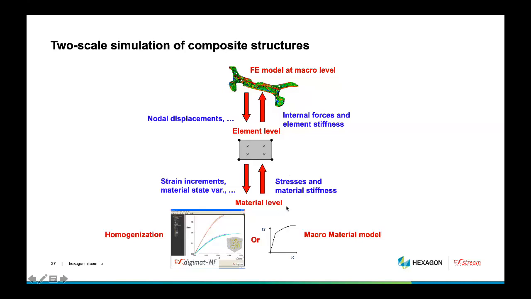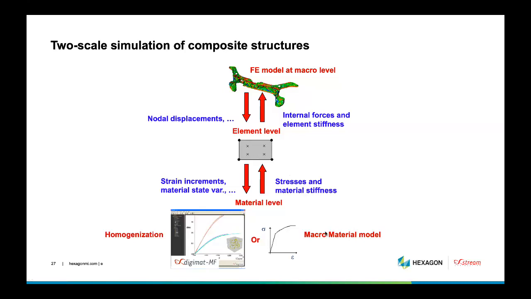Or we can say, okay, here at each integration point, I have a macroscopic material model, elastoplastic, elastoviscoplastic, viscoelastoplastic, etc. And this macroscopic material model will take strain increments and the state variables and will return stresses and material stiffness. This is the classical approach.